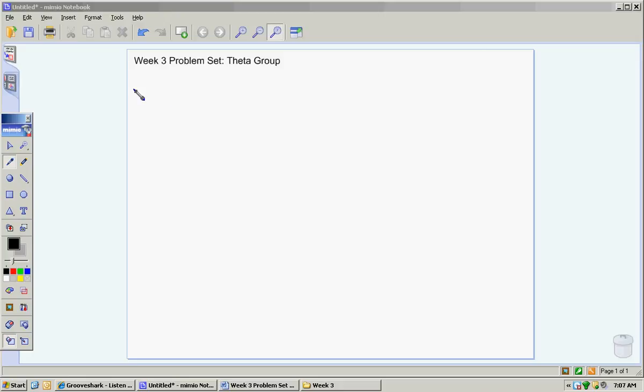Okay, this is the second video for the week 3 problem set theta group. We're picking up on problem number 7, which is a sequence problem. It says the first term is a negative 11. Okay, nice and easy. And then it says each term after that is added by 4.